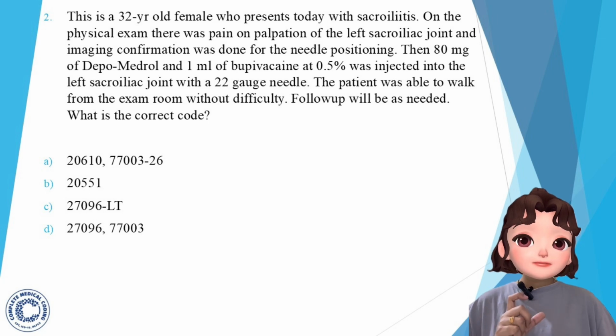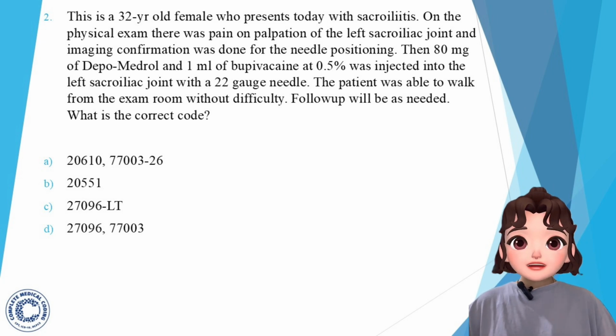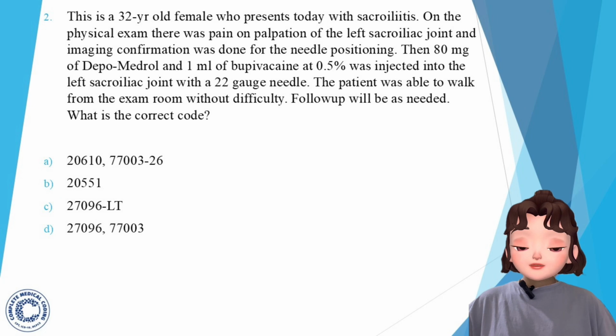That's how you can answer in the examination. I'm just explaining how to easily save time in the examination. So what is the description of 27096? The same as it is mentioned in the question, right? Injection procedure for sacroiliac joint.